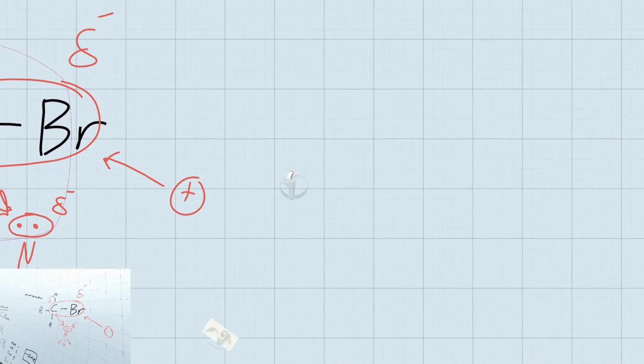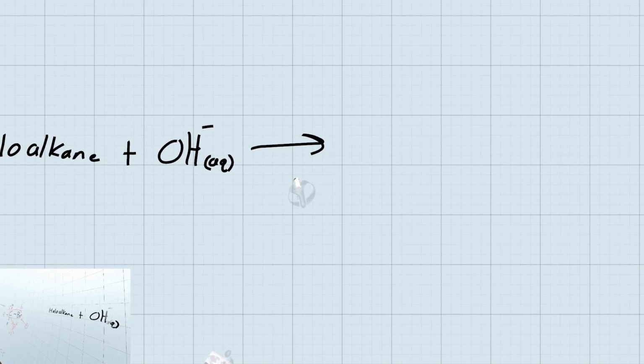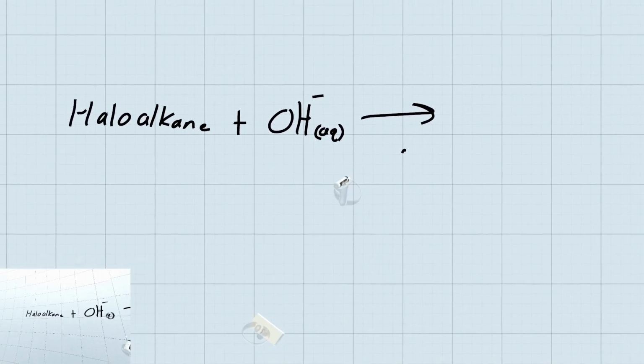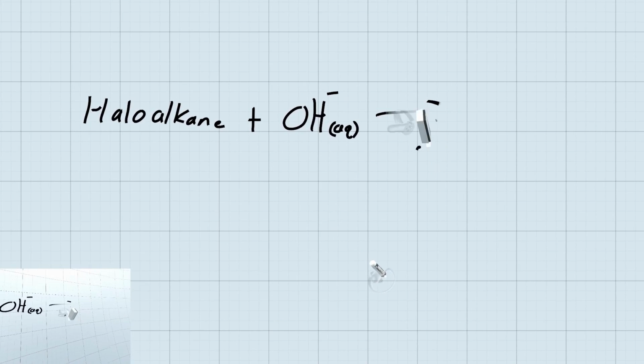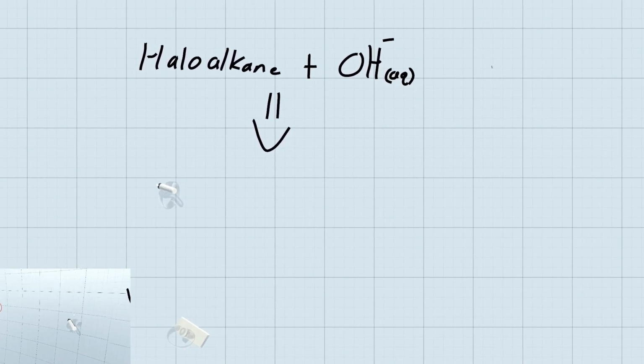Cool. So how does this all work? We've got various reactions that we can carry out with our haloalkanes. The most general one will be, say, haloalkane plus a base, so just hydroxide, aqueous, right? This will produce, what is this going to produce? Let me clean this up a bit. This is going to produce an alcohol.